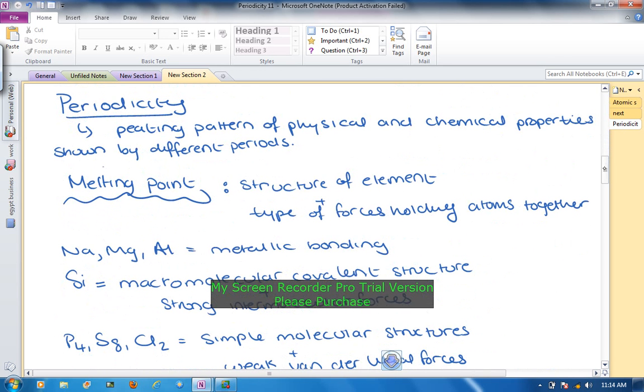Alright. The definition of periodicity is the repeating pattern of physical and chemical properties shown by different periods. This includes melting points, electronegativity, first ionization energy, etc. I've seen them ask this question, how to define periodicity, in one of the IB past paper questions. So it's important that you learn this definition.